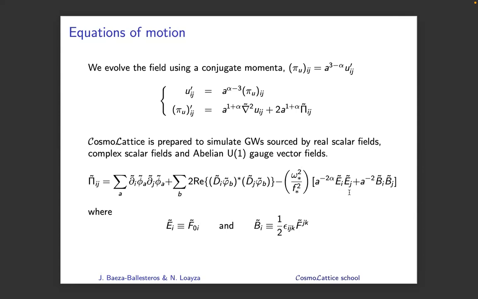And here is the source of gravitational waves by the vector fields, and they are sourced by products of the electric and magnetic field, with these factors here of the scale factor that are very important. And because of the way we measure vector fields, we measure in units of omega star. And you remember that we measure fields in units of F star. We have actually to make a choice in which units we want to measure the anisotropic stress tensor.